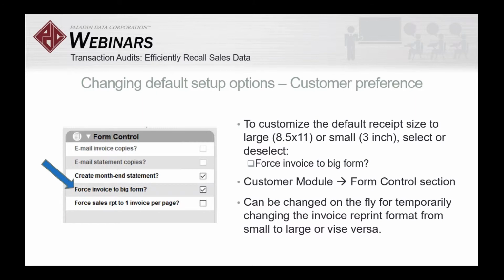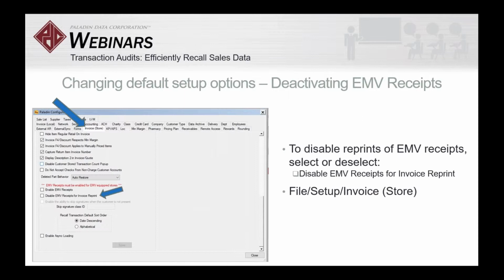You can do that temporarily by going in, checking that box under that customer, going into their invoice reprints, and printing it, and it will produce an 8.5 by 11 versus a 3-inch receipt, even on those ones that were done in the past. If you want it to continue doing 3-inch receipts, then go back in and uncheck that force to big form, and from that point forward, everything produced for that customer will be a 3-inch receipt. All right, if you didn't know that, now you do.